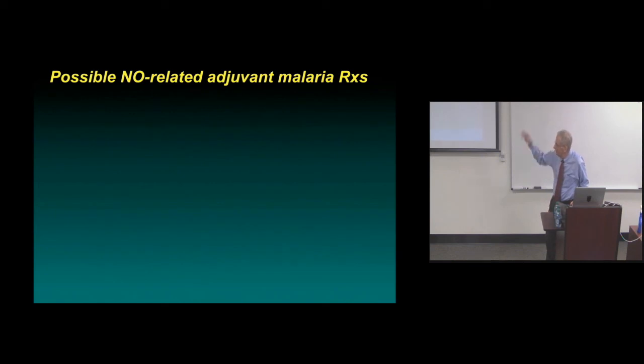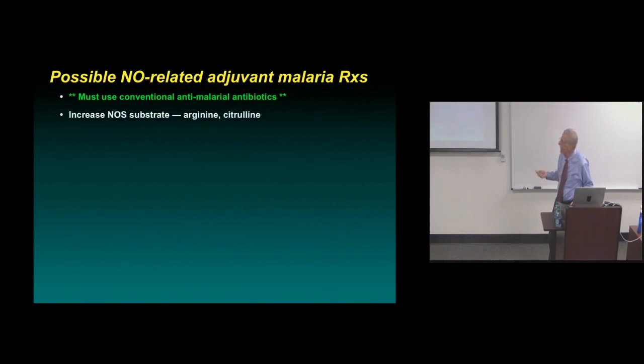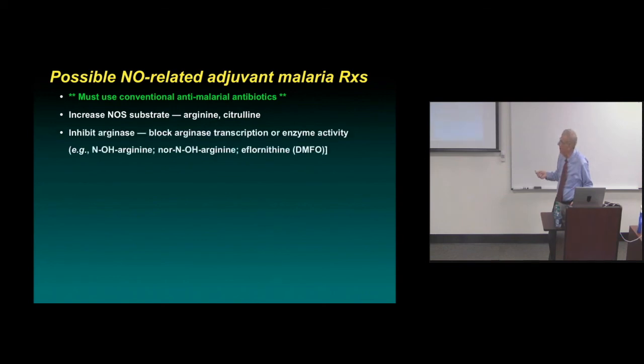Now, over all of this work, we keep thinking, is our work going to lead to some new treatment or something? And I'll just flip through this. First of all, to treat malaria, you have to use conventional antimalarial antibiotics. Secondly, you could increase the substrate. We tried that with arginine, and that didn't work. It was low. You could inhibit arginase. This has not been done methodically. There are a few things that will inhibit this enzyme. None of them are approved for human use.